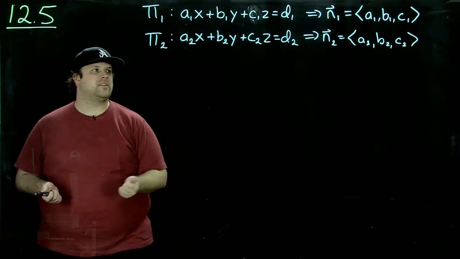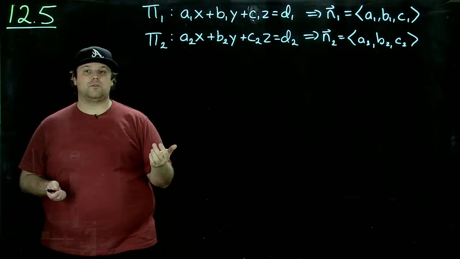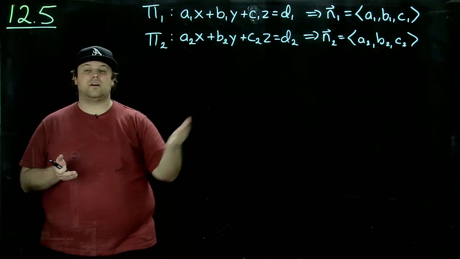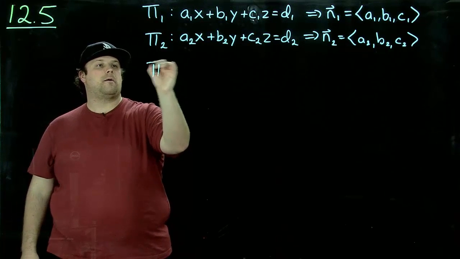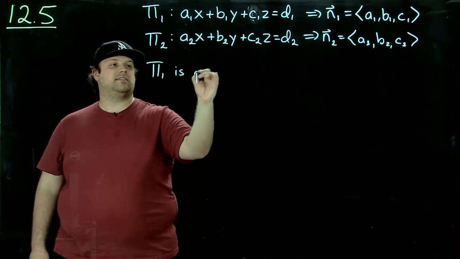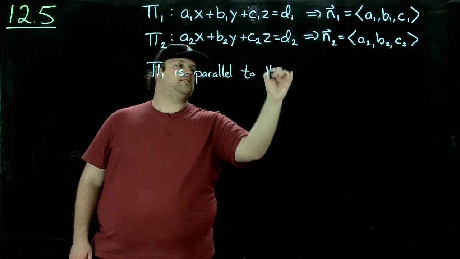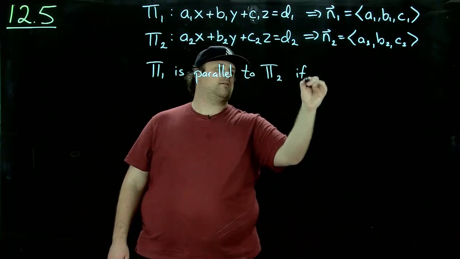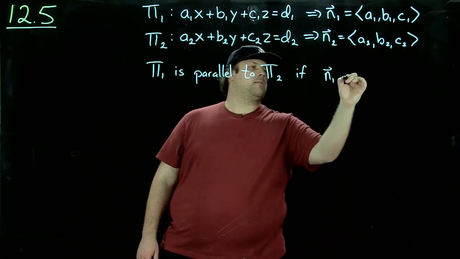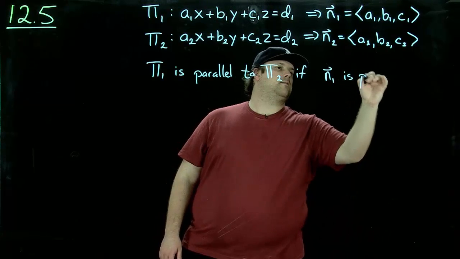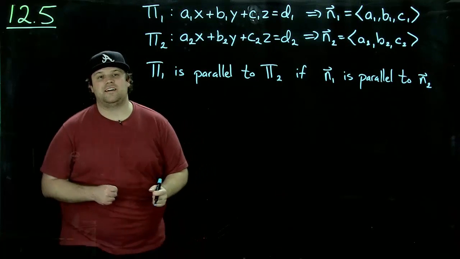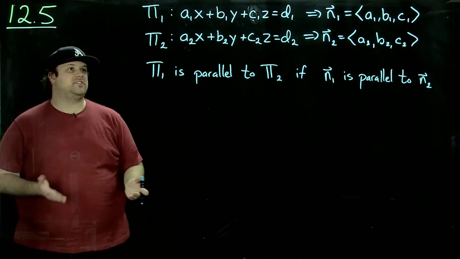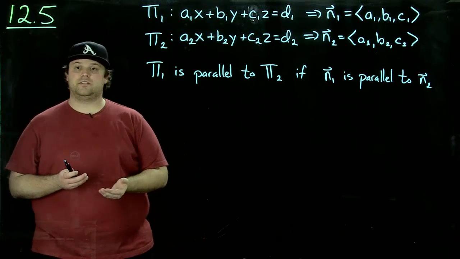Well, if they're going to have the same normal direction, all that matters is, are these vectors parallel? So pi 1 is parallel to pi 2 if n1 is parallel to n2. Simple as that. So we just have to check whether the normal directions are parallel.